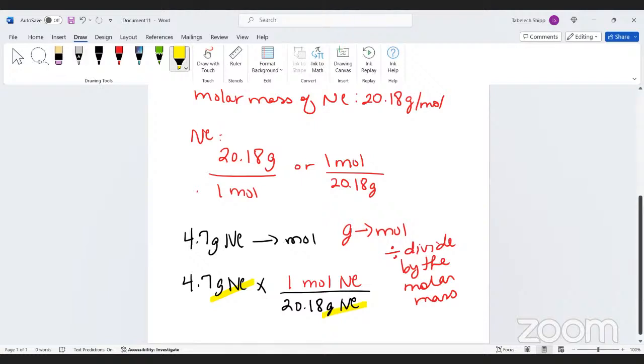Okay? So when we plug this into our calculator, I'm going to say 4.7 divided by 20.18. And this gives me 0.233. But remember, we only need 2 significant digits. So my final answer will be 0.23 moles of neon.